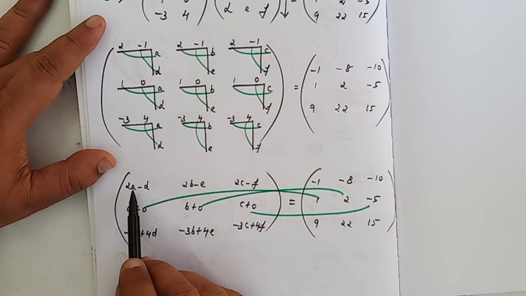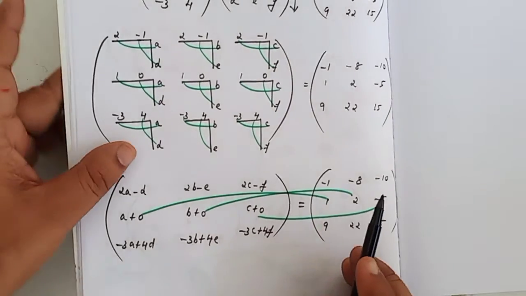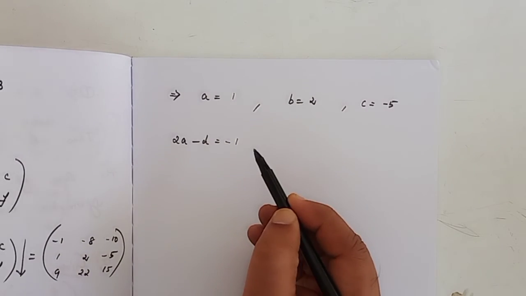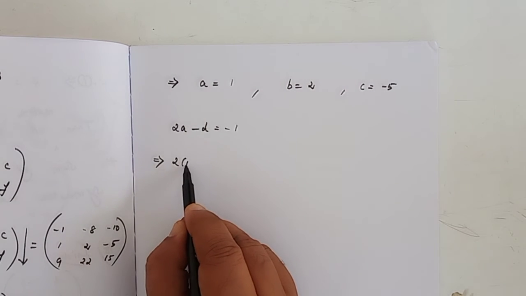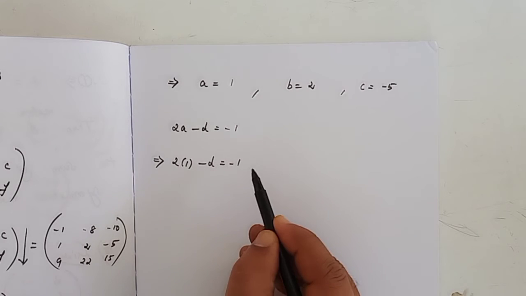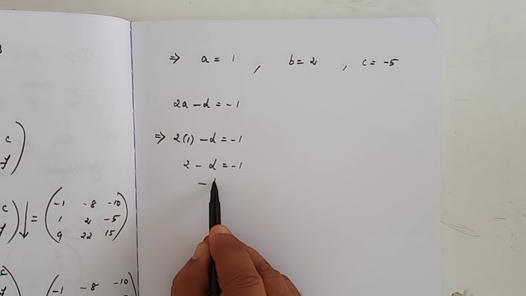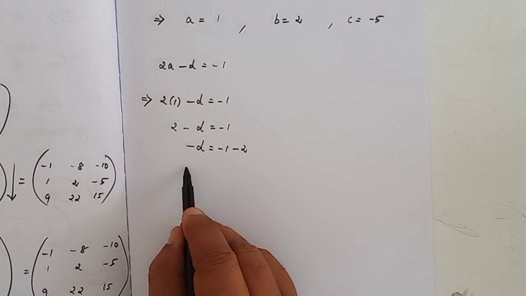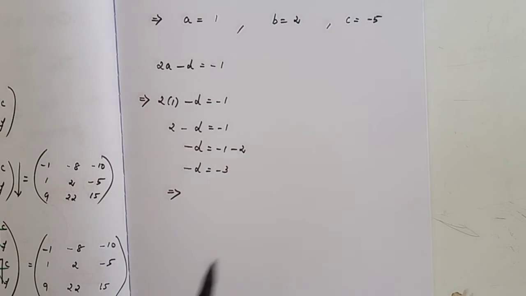I am comparing these two. 2A minus D that is equal to -1, which implies 2 into the value of A, that is 1, minus D equals -1. 2 into 1, 2 minus D equals -1. Minus D equals -1 plus 2 comes right hand side, -2, so minus D equals -3. If we cancel that minus, we will be getting the value of D that is equal to 3.